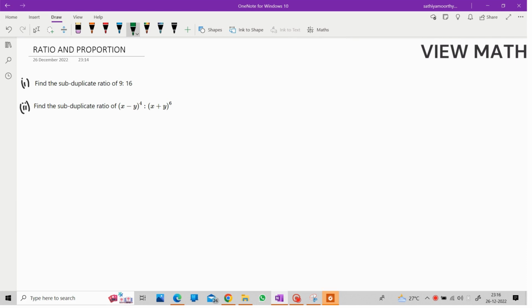Now let's see the next problem. Find the subduplicate ratio of 9 is to 16. Solution. The subduplicate ratio of A is to B is square root of A is to square root of B. This is the subduplicate ratio of A is to B.